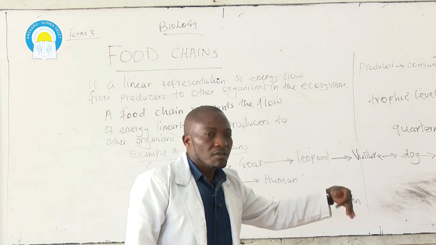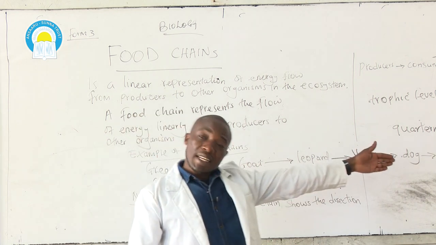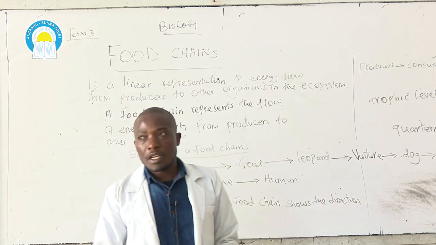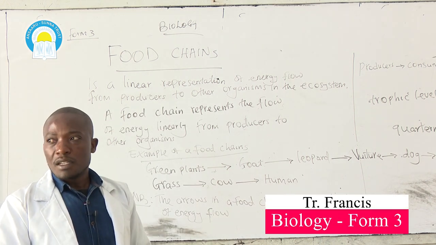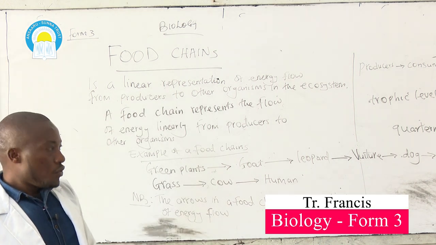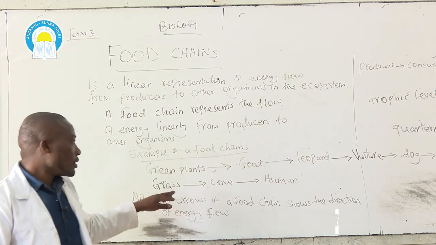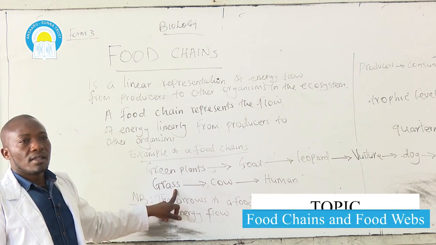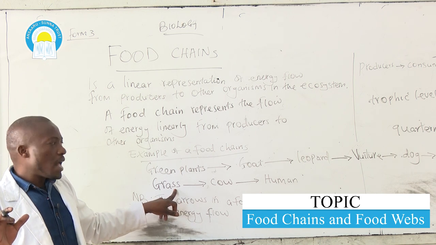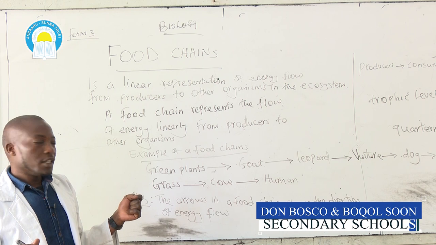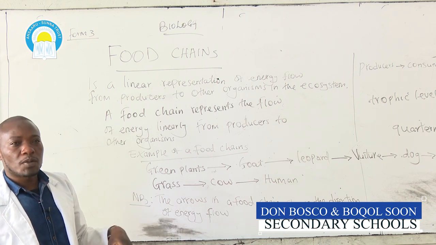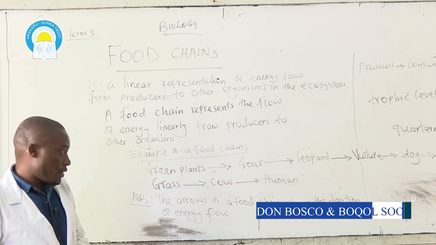Remember we said the bacteria and the fungi are normally placed at the end of a food chain because they're the final consumer. When an organism dies, it's being worked on, then the nutrients are recycled. This one, grass. Remember we said plants are producers in an ecosystem. They're the ones which trap the light energy from the sun to make food substances in the process of photosynthesis.